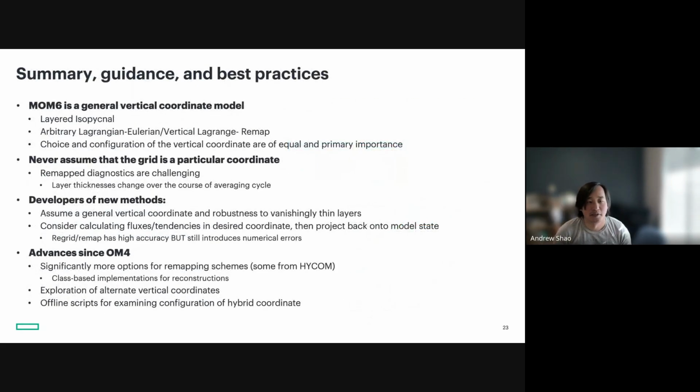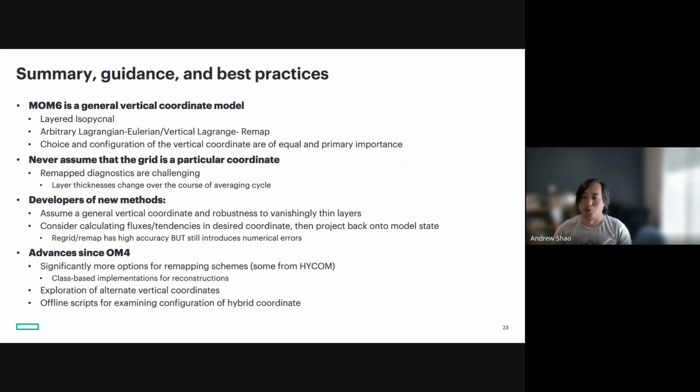And so, I just want to summarize. Big takeaways: MOM6 is a general vertical coordinate model. There are these two modes, the layered isopycnal and the ALE mode. The choice and configuration is something that you really need to consider. So it's not just saying I want an isopycnal coordinate model or I want a hybrid coordinate model, but it's also taking a look at what the configuration of that is.